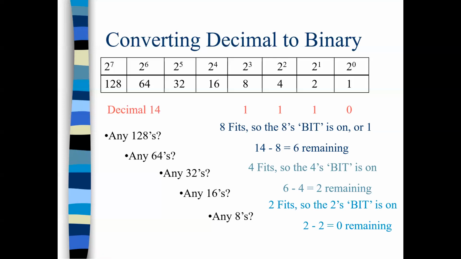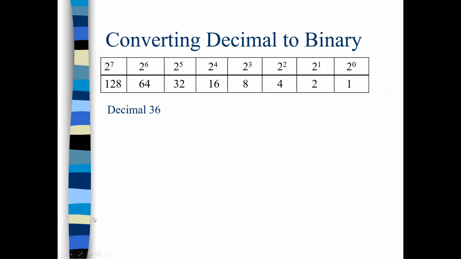Now with binary, there's so many fun things. I mean, it's just like a fun puzzle game. But since this decimal number was even, we know that in the end, our 1-bit should be 0 because it was an even number. How about decimal 36?